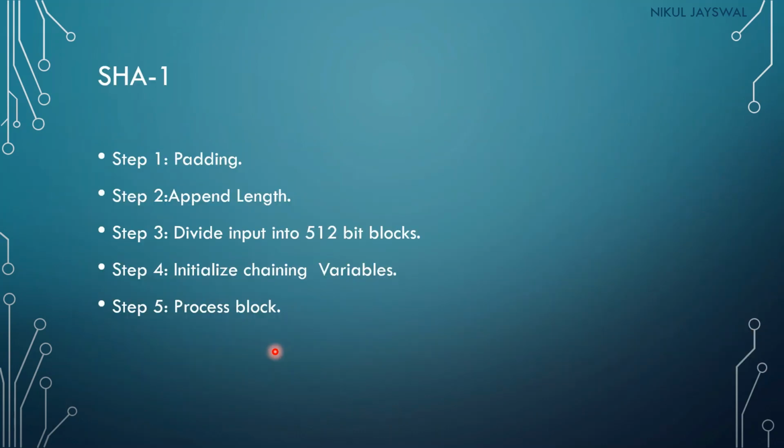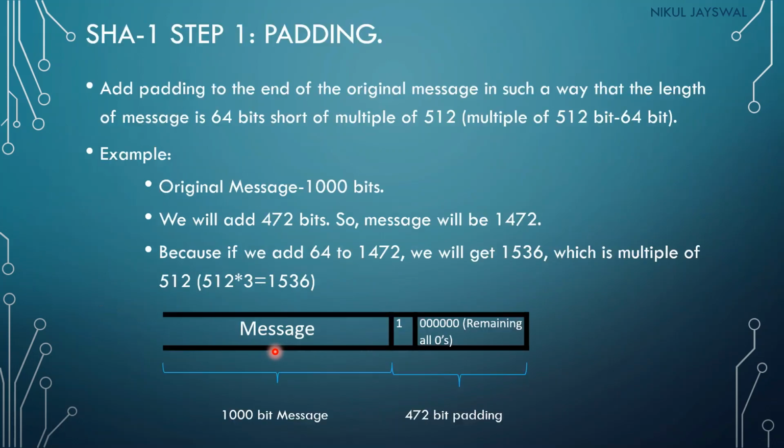Now these are the various steps for the SHA-1 algorithm. Step 1 is padding, step 2 is append length, step 3 is divide the input into 512 bit blocks, step 4 is initialize the chaining variable, and step 5 is process block. We will see all the steps in detail. So let's start with the first step, that is padding.